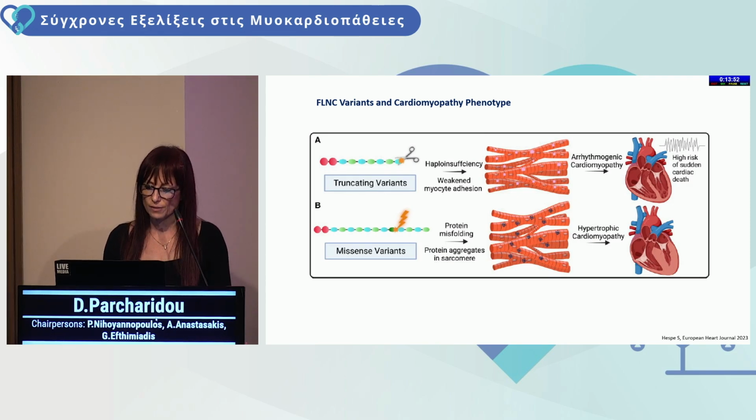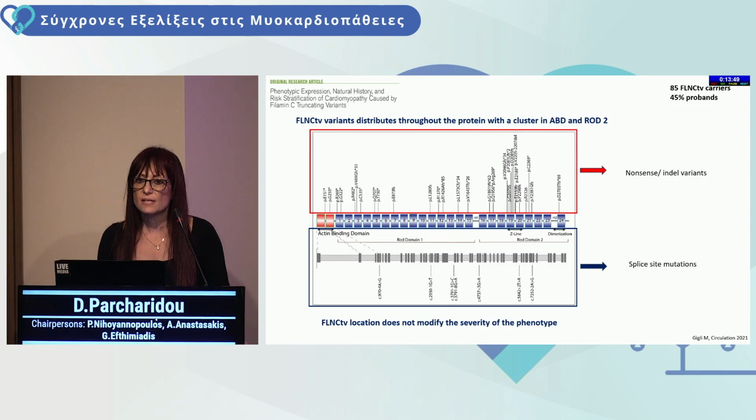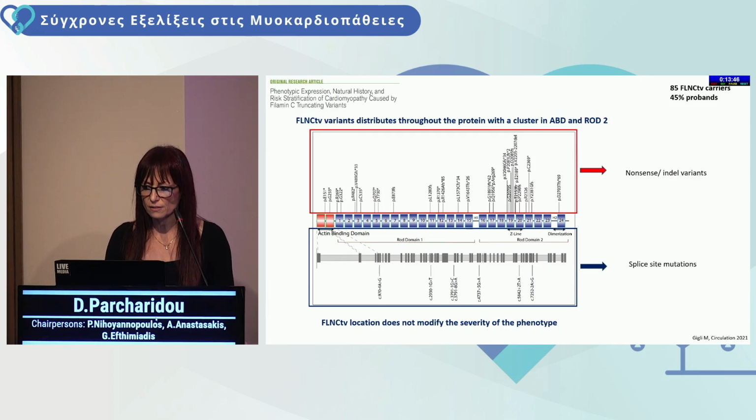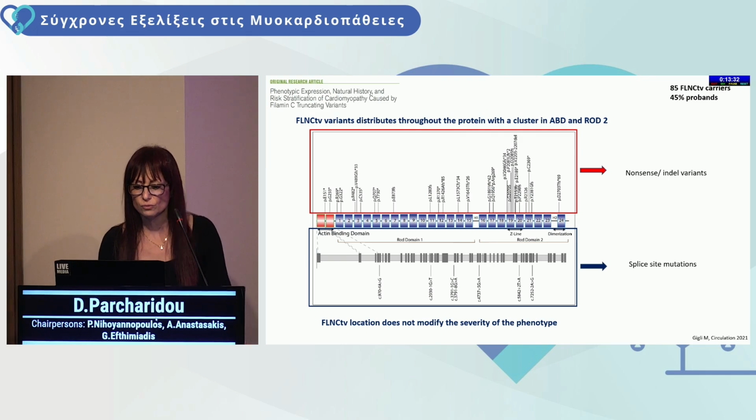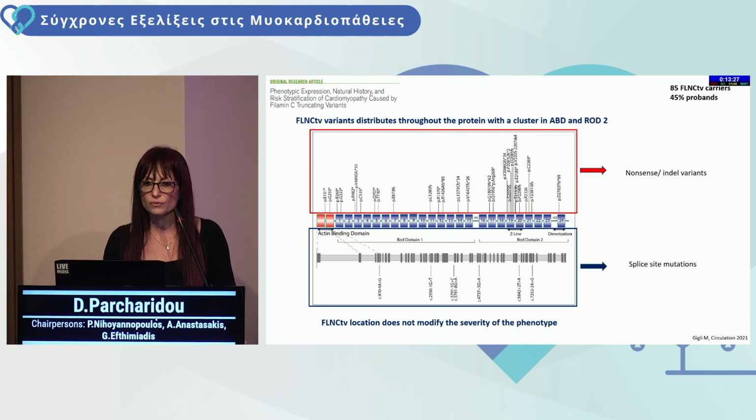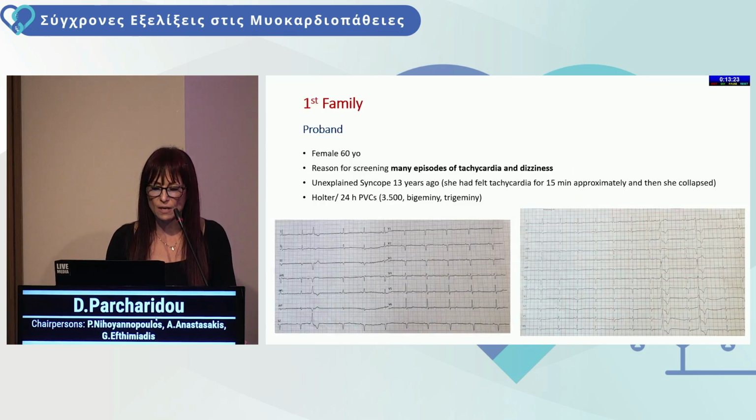aggregates in the sarcomere. In this study of 85 filamin C truncating variant carriers, 45% of them were probands. As you can see in the gene map, truncating variants are distributed throughout the protein with a cluster in the actin-binding domain and a bigger cluster in the ROD2 domain. According to the results of the study, the location of the truncating variant does not modify the severity of the phenotype. And I will start with the first family.